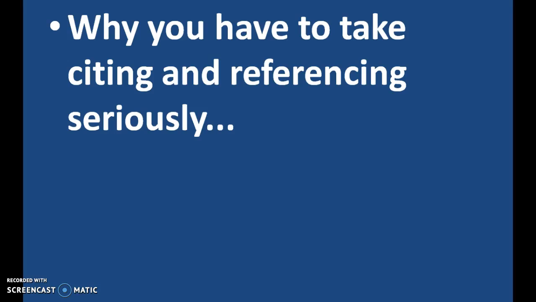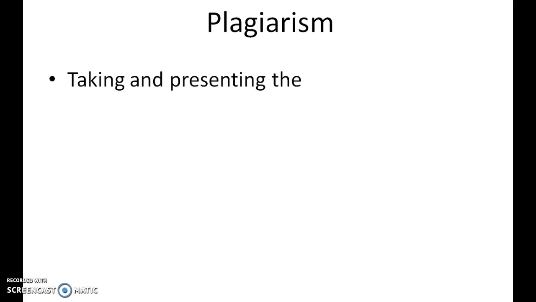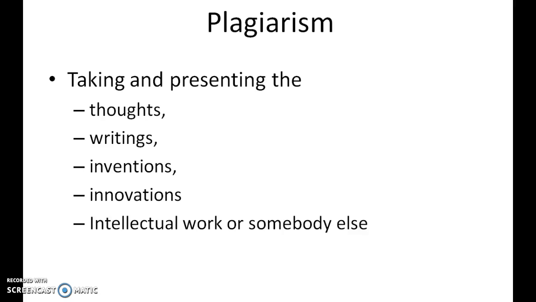So when we first look at why you have to take citing and referencing seriously, the first answer is that old chestnut, plagiarism. Now, plagiarism is when you take and present the work, the thoughts, writings, inventions, innovations, the intellectual work of somebody else, and you present it as your own. Plagiarism is poison. It is toxic. It is the cardinal sin of academia.